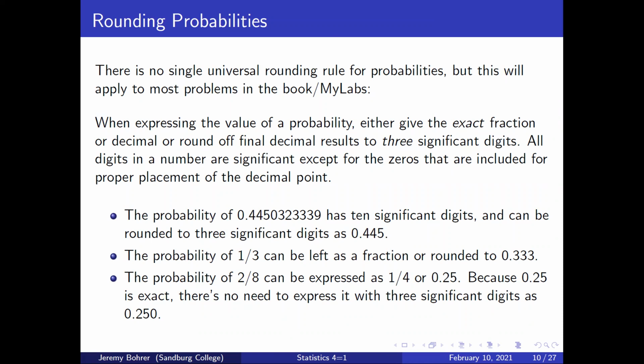The probability of 0.4450323339 has 10 significant digits and can be rounded to 3 significant digits as 0.445. The probability of 1/3 can be left as a fraction or rounded to 0.333. The probability of 2/8 can be expressed as 1/4 or 0.25. Because 0.25 is exact, there is no need to express it with 3 significant digits as 0.250.